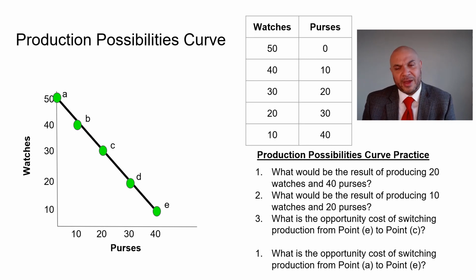Number 2, and you have to figure out these. Number 2, what would be the result of producing 10 watches and 20 purses? Same situation, one of those 3, efficient, inefficient, impossible, or unattainable. Question 3, what is the opportunity cost of switching production from point E to point C?